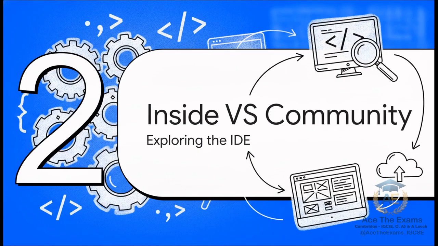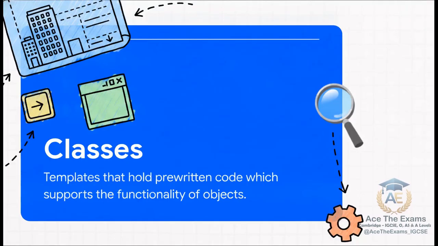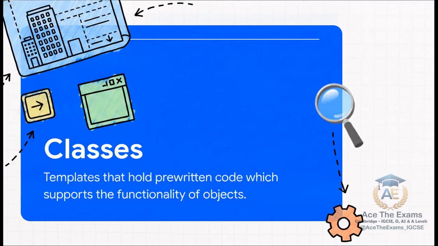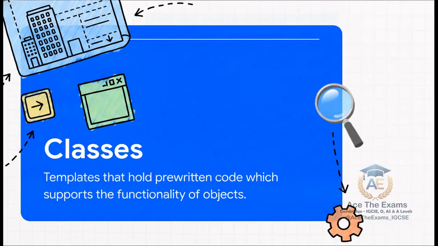Moving right along to Section 2, inside Visual Studio Community. Okay, before we just start clicking around the interface, we need to understand a core concept that makes modern programming so incredibly efficient, and that's classes. Think of classes like blueprints or templates. They hold pre-written code to support the functionality of objects.